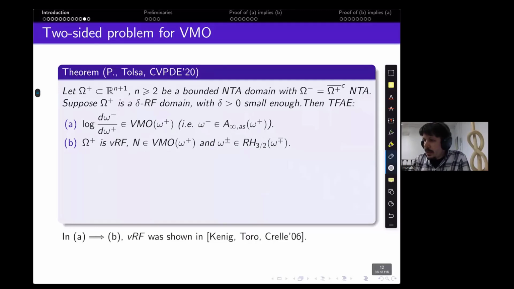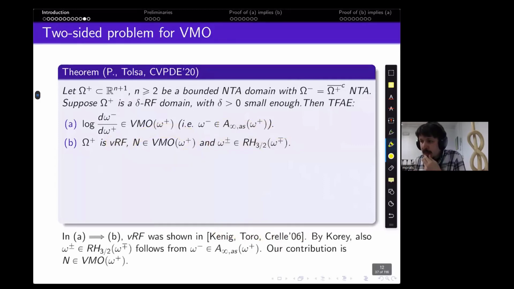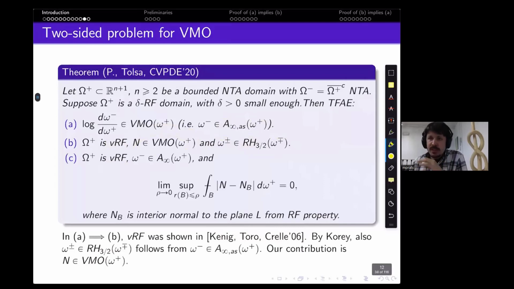Well, in A implies B, I must say that vanishing Reifenberg flat was already shown by Kenig and Toro in this paper in Duke. So this is already proven. And this in particular implies this. So we only need to prove that thing here. Okay? For A implies B, we only need to prove that the normal belongs to VMO. Okay? This is our contribution. And in the other way, there's only one thing to prove. So that's all.